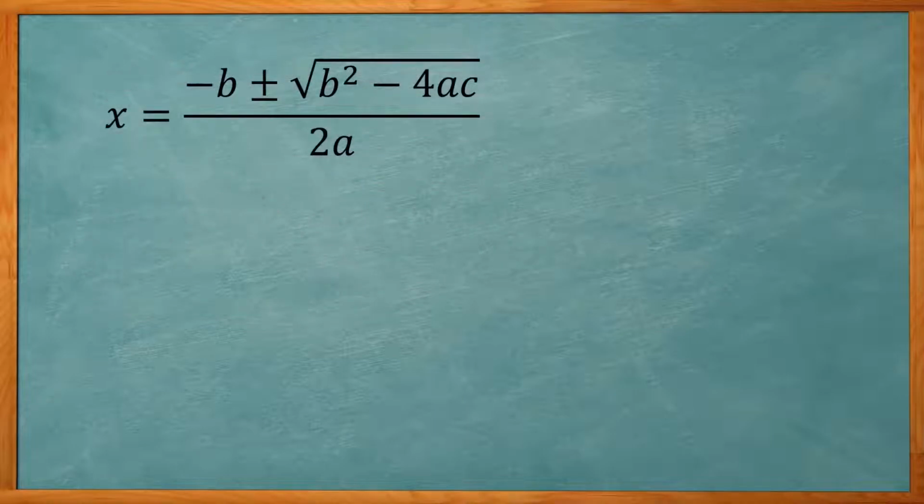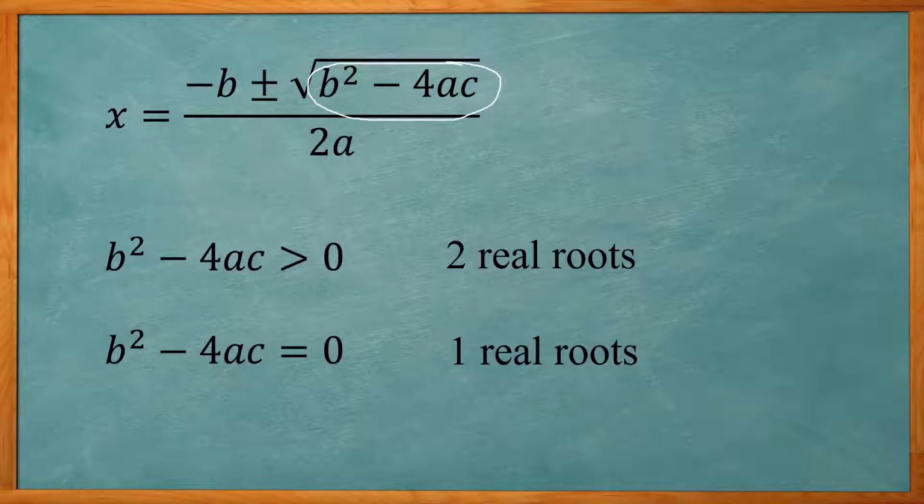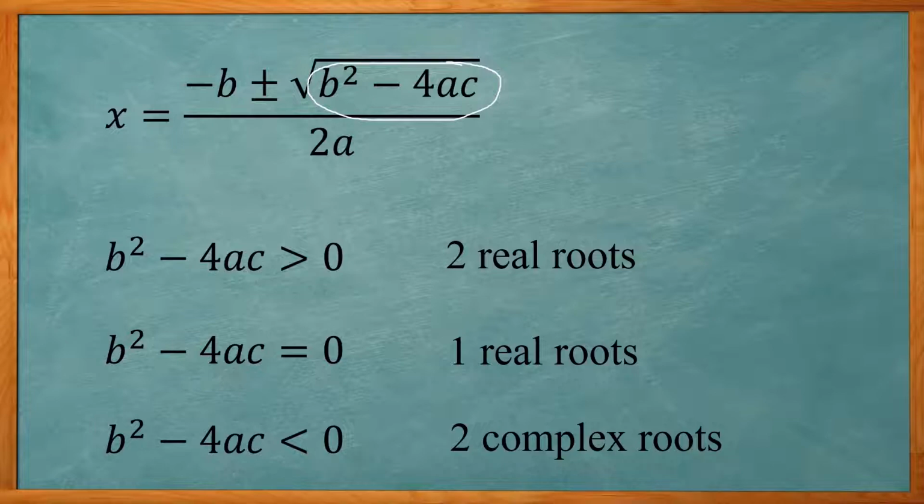Now in the quadratic formula, the value that's underneath the square root, b squared minus 4ac, is called the discriminant. When that is greater than 0, you'll have exactly two real roots. If that value is equal to 0, you have exactly one real root. And when that value is less than 0, you'll have exactly two complex roots, because you'll be taking the square root of a negative number.